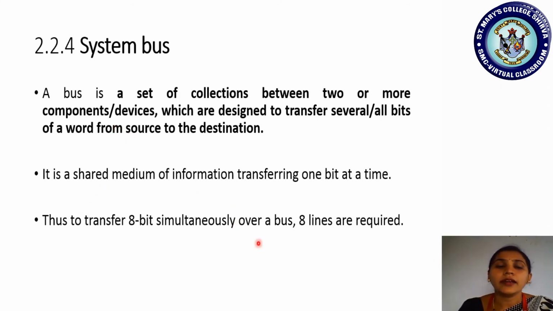And the system bus can have any number of lines to carry the bits, it may vary from 8 to 16 to 32 or to 64. So remember this definition, which is a very common question asked in Part A, 2 marks.